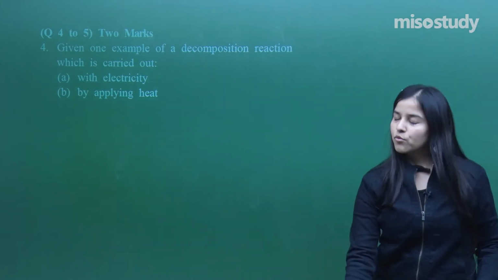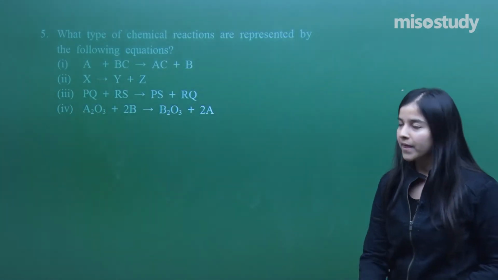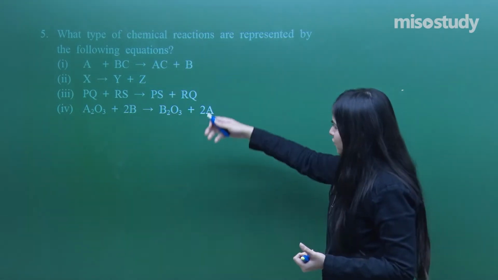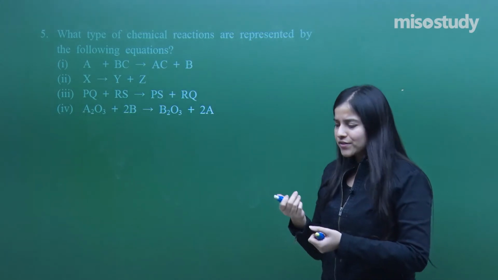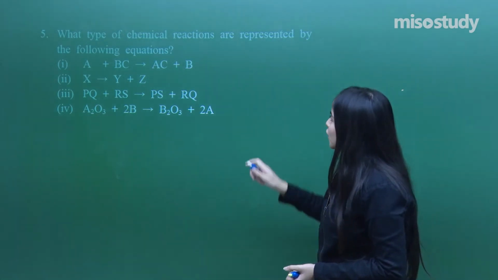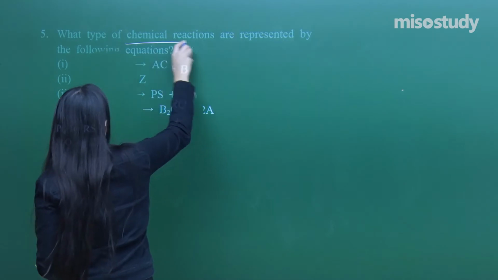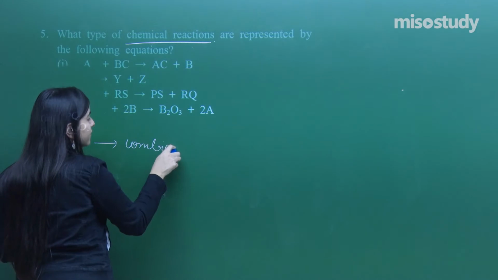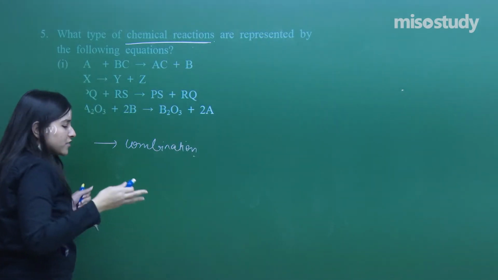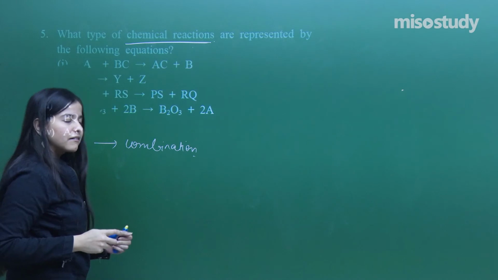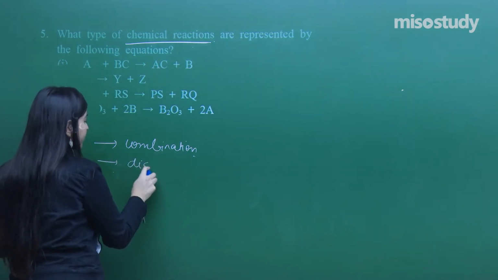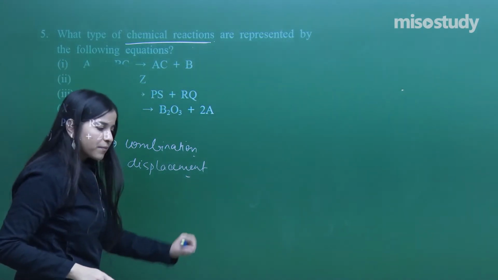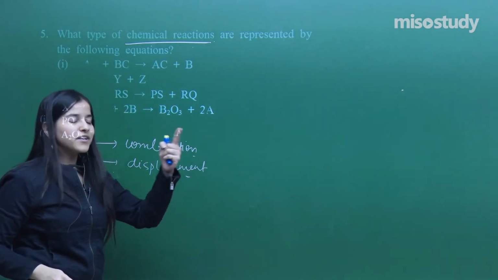Now, moving on to question number 5. What type of chemical reactions are represented by the following equations? These are not elements, no compounds are given, just random ABCD. You just have to figure out what type of chemical reaction it is. So what have we learned? Combination is one. That means 2 species getting combined to form a third species. Displacement is the one where one of the atoms is getting displaced by another atom and giving a new product.